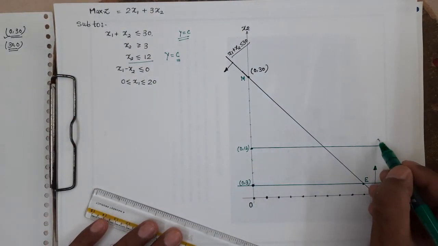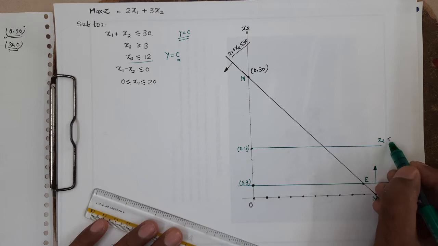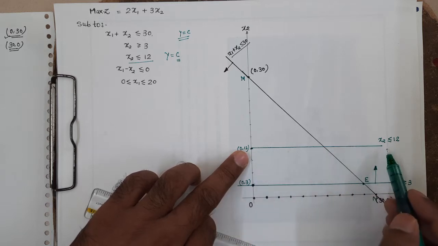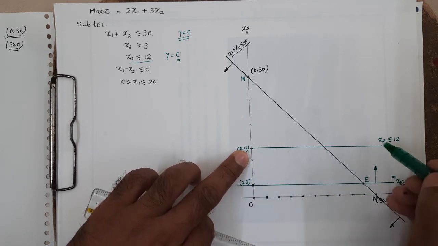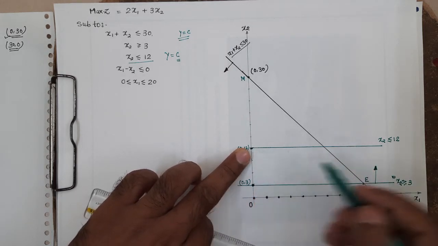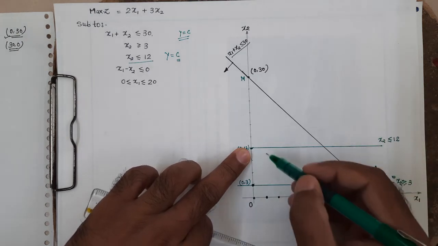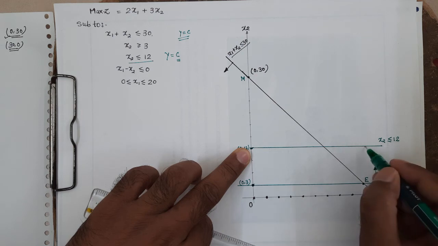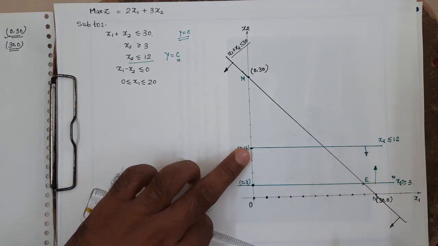And this line is x2 less than equal to 12. So this line is indicating x is equal to 12. Now the feasible region is less than equal to type, so your region will be towards the origin, not away from the origin. So we mark the arrow as downside. So this will be your feasible region.